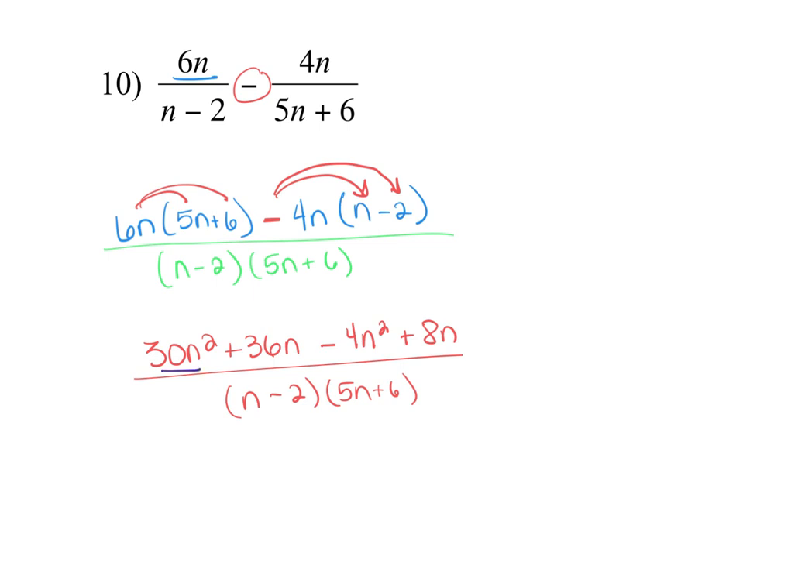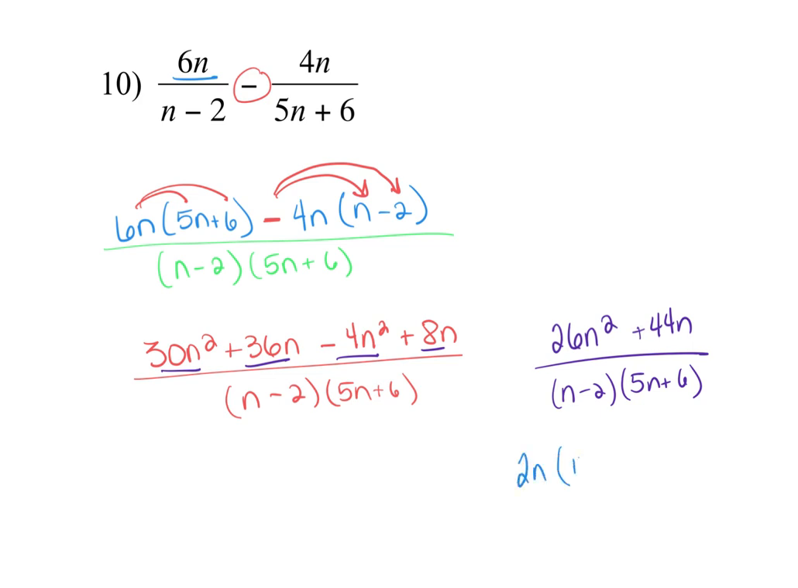So I have 30 and negative 4 will give me a 26n squared. The 36 and the 8 will give me a 44n. You can actually factor that. It doesn't actually help you. So you could take a 2 out and an n. So if I wanted to leave this completely in factored form, I would take my common factor out up top. I would have 13n plus 22, and then I would have this down here. But again, I can't simplify anything, so I will actually take either one of those answers as the final answer.